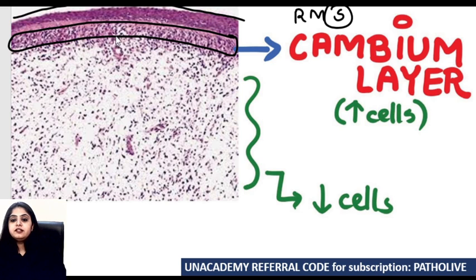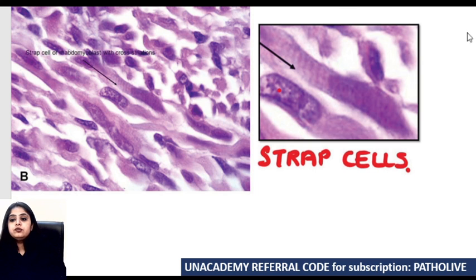All the tumor cells are accumulated, or they are all present over here. And below that, the tumor cells are very, very less. There are very less tumor cells present. So this is a cambium layer, this layer with a lot of cells. But what cells am I talking about? What kind of cells do you see in a case of rhabdomyosarcoma?